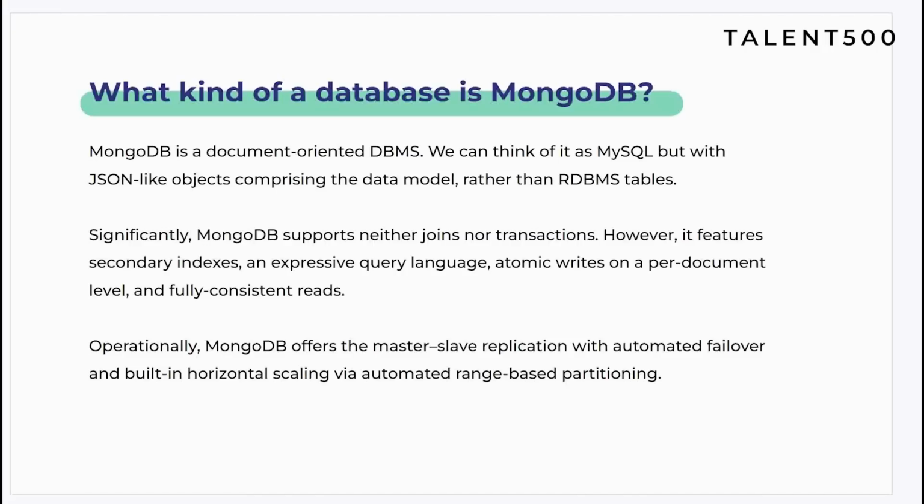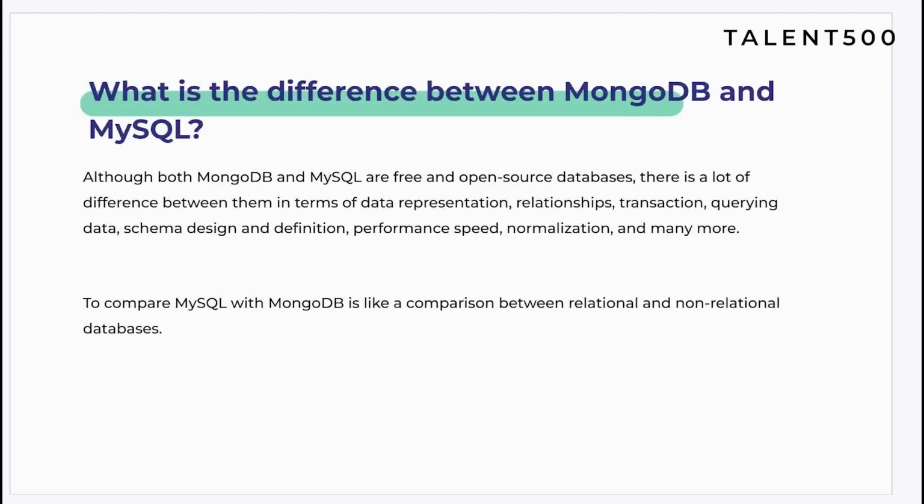Then operationally, MongoDB offers master-slave replication with automated failover, and it's built for horizontal scaling via automated range-based partitioning. Let's move on to our next question. So what is the difference between MongoDB and MySQL?